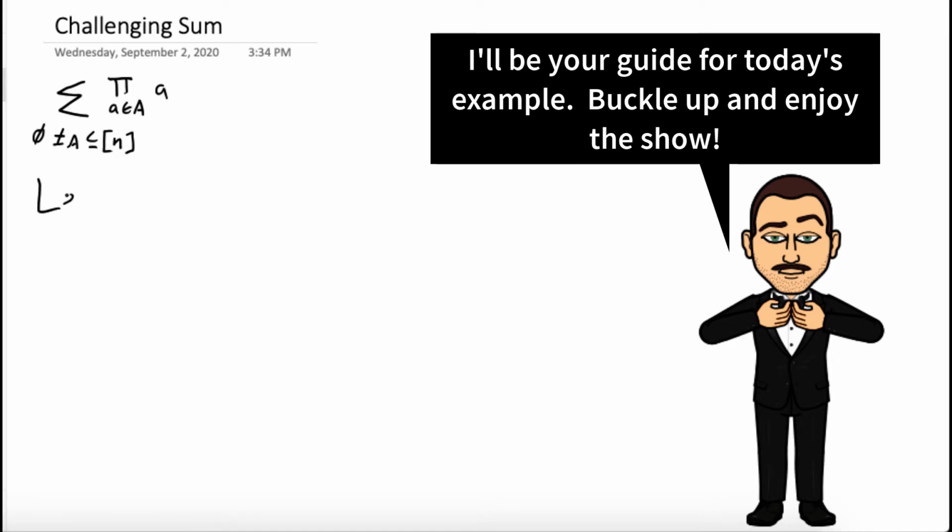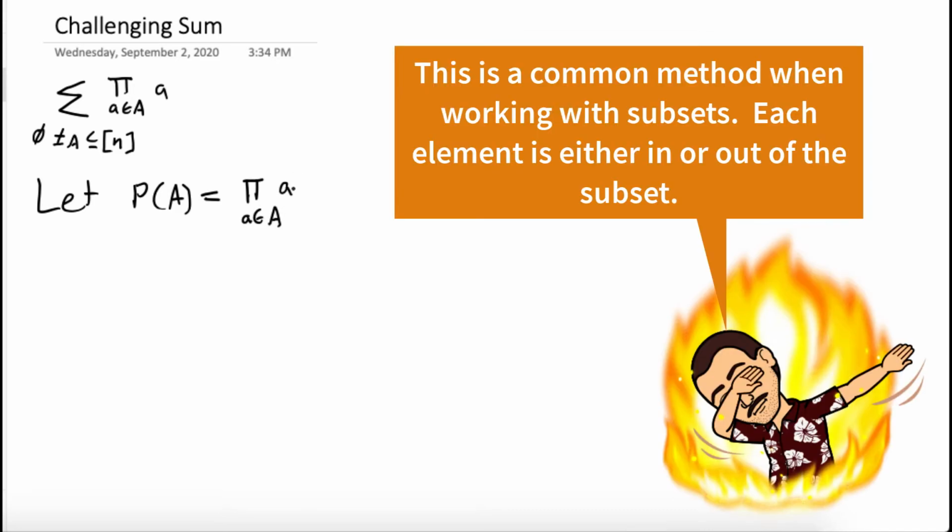So we'll start by fixing the notation a little bit. We'll let P of A equal this product, the product over all a in the set A of the element little a. Okay, so just clean it up.